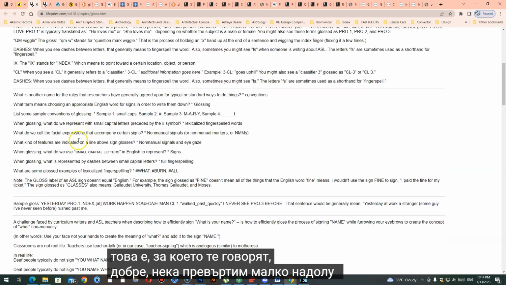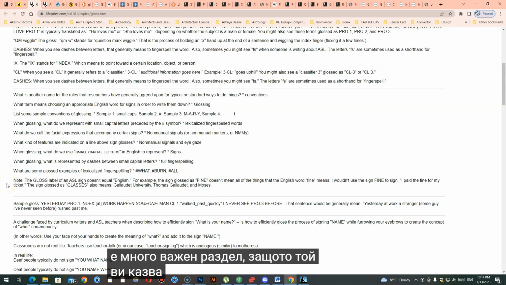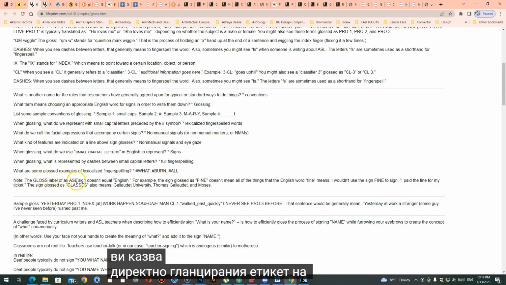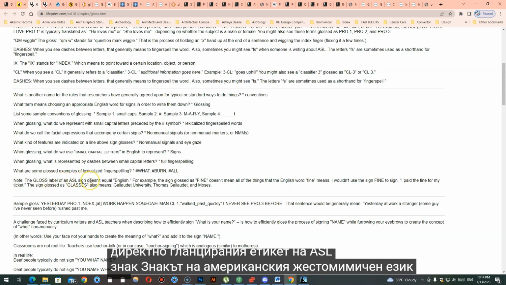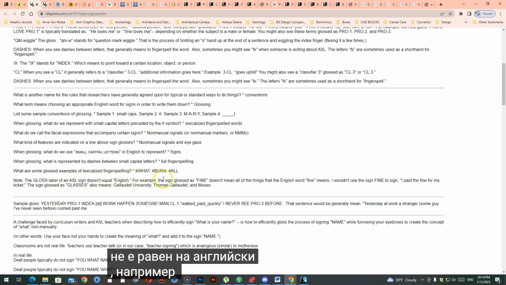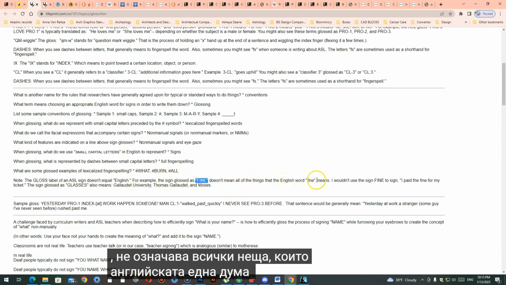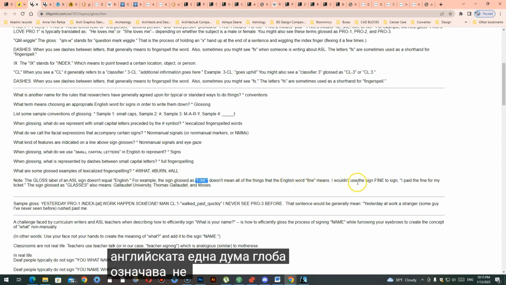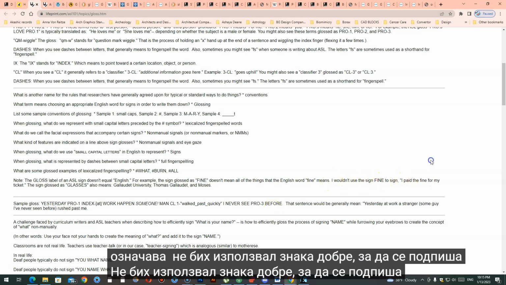Okay, let's scroll down a little bit. This is a very important section because it tells you directly: the gloss label of an ASL sign, American Sign Language sign, doesn't equal English. For example, the sign glossed as fine doesn't mean all the things that the English word fine means. I wouldn't use the sign fine to sign.